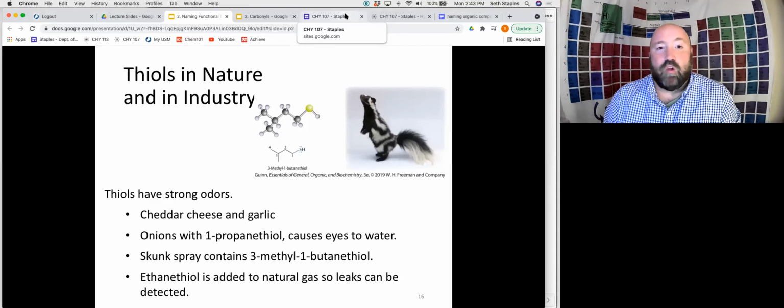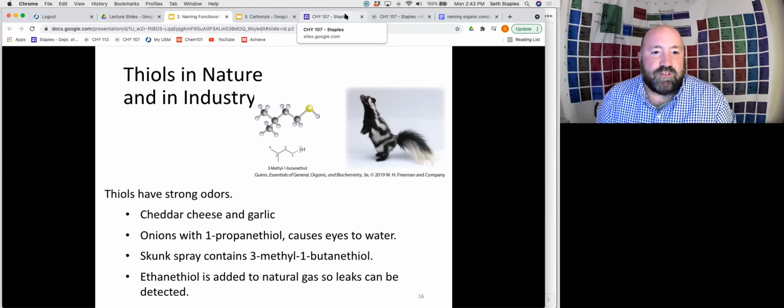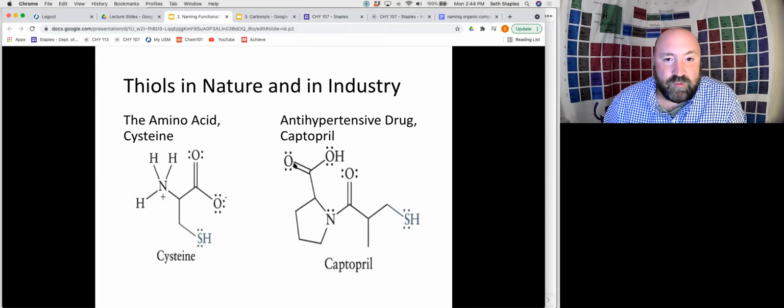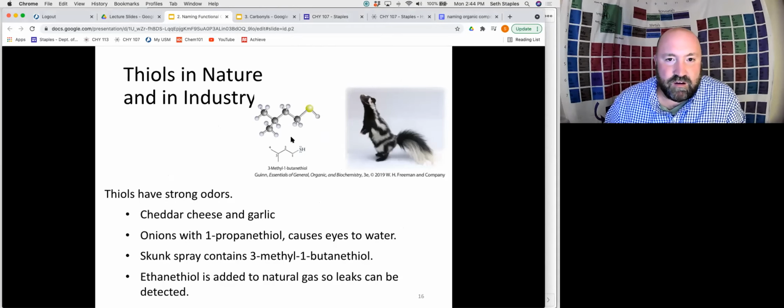Thiols are found all over the place in nature and in industry. Very strong odors. The odors associated with cheddar cheese, really strong cheddar, and garlic are thiols. Onions, especially the onions that have a lot of 1-propanethiol, that's what causes our eyes to water. Skunk spray is 3-methyl-1-butanethiol, which we can see right here.